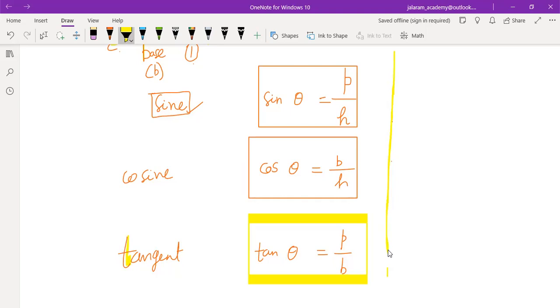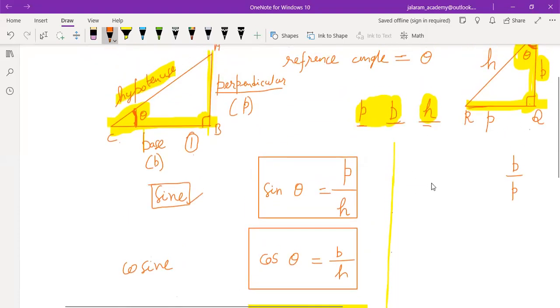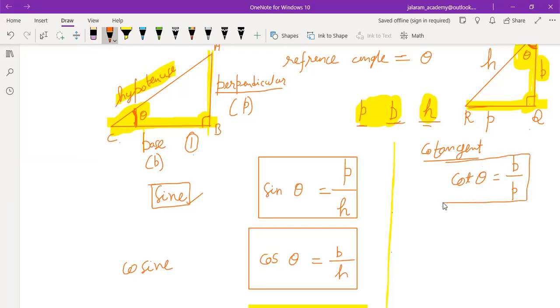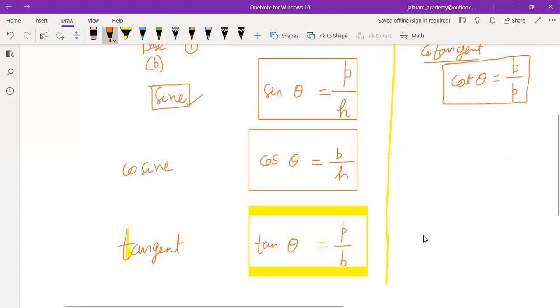And then there are reciprocals of these three ratios. The first, cot theta, we represent by base upon perpendicular. It is the reciprocal of tan theta, and it is called cotangent. It is the companion of tangent, like cosine is the companion of sine, and it is the reciprocal of tangent also. In short it is denoted by the first three letters, cot theta. Cot theta equals base upon perpendicular. Clearly, tan theta and cot theta are reciprocals of each other.